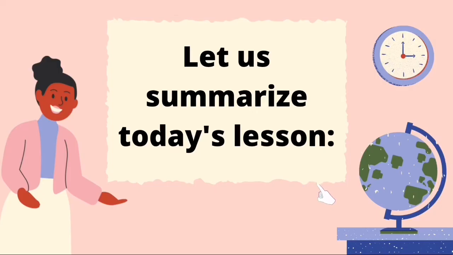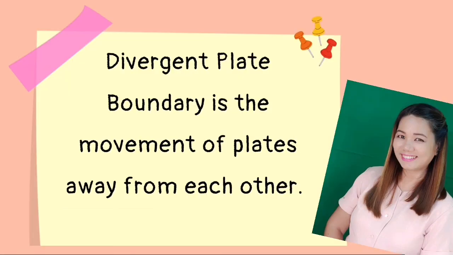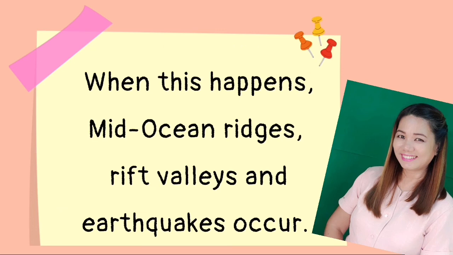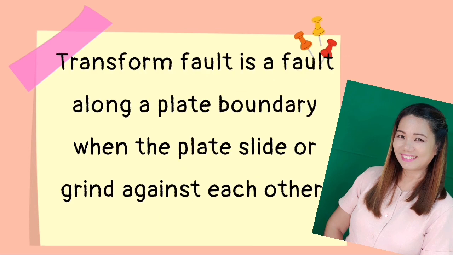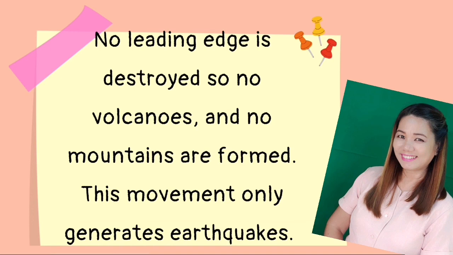Let us summarize today's lesson. Divergent plate boundary is the movement of plates away from each other. When this happens, mid-ocean ridges, rift valleys, and earthquakes occur. Transform fault is a fault along a plate boundary when the plates slide or grind against each other. No leading edge is destroyed, so no volcanoes and mountains are formed. This movement only generates earthquakes.